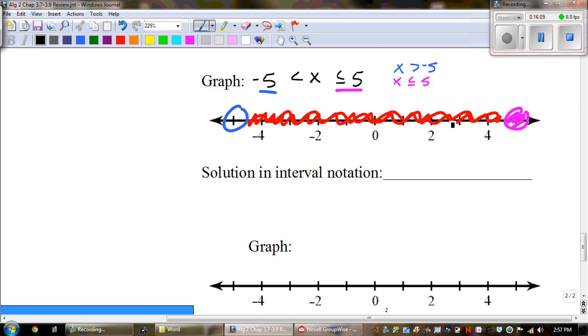So as I write this in interval notation, our graph starts at -5. I'm open, so I have parentheses. And then at +5, I'm closed. So that's why we use the bracket.